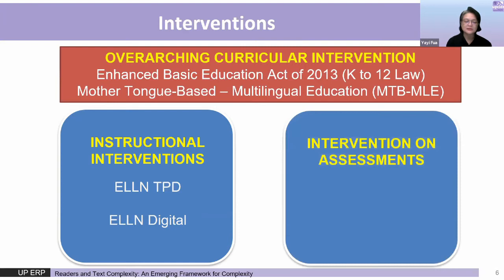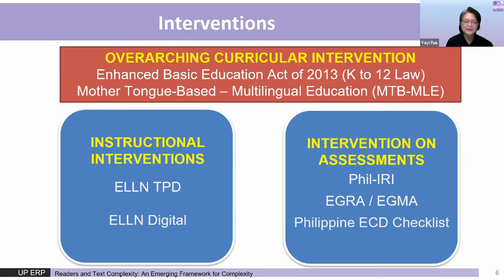Interventions in the form of assessments of reading are also being used, some of which are the Philippine Informal Reading Inventory, or Phil-IRI, assessment tool, a classroom assessment tool used to measure and describe children's reading performance; the Early Grades Reading Assessment, or EGRA, an individually administered oral assessment of foundational literacy skills of early graders; the Early Grade Math Assessment, or EGMA, which assesses primary numeracy and mathematical skills. The Philippine Early Childhood Development, or ECD checklist, is a normed developmental screening tool individually administered to 3 to 5-year-old children. Expressive and receptive language are among the 7 domains being measured.